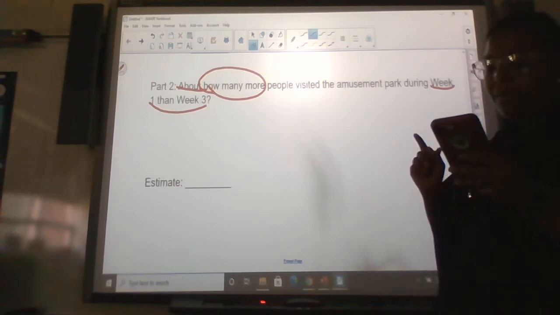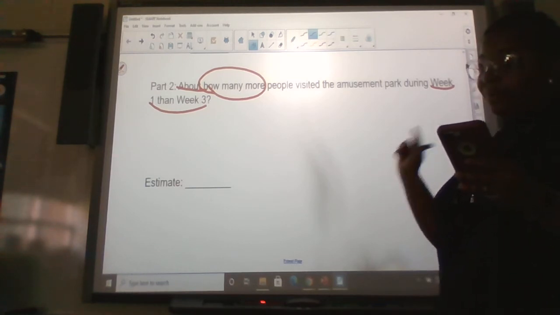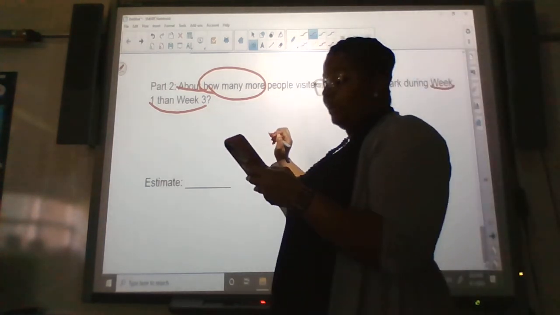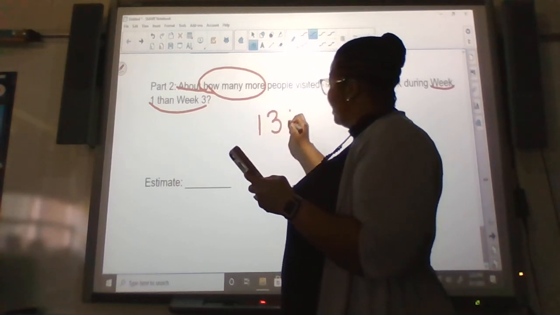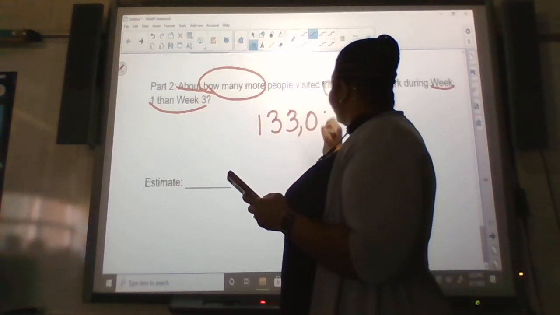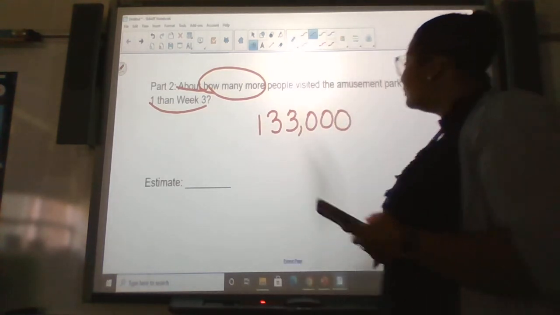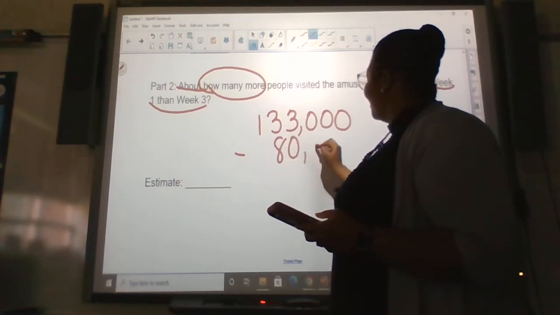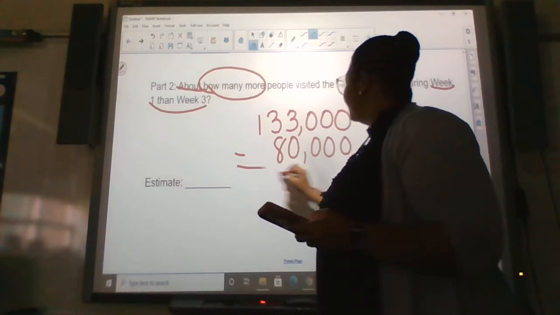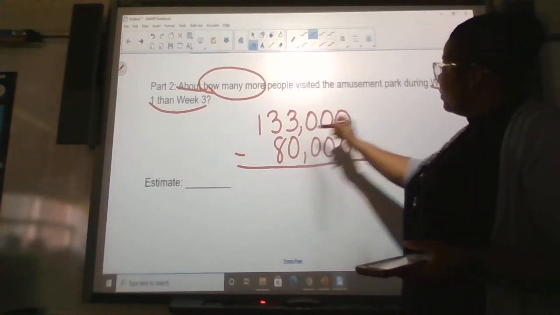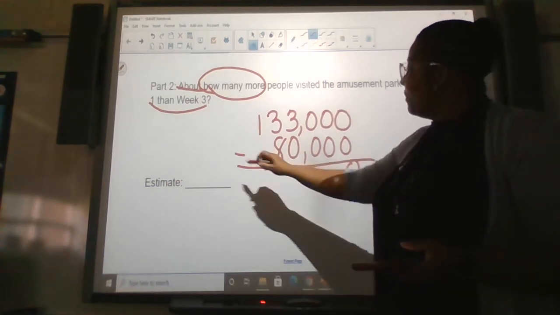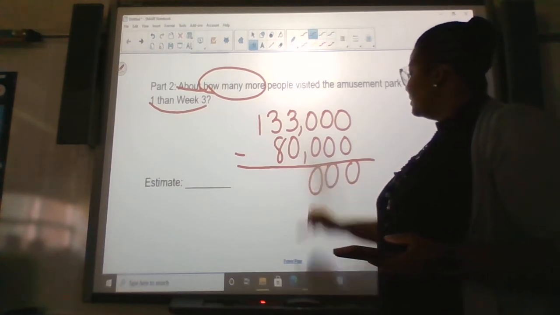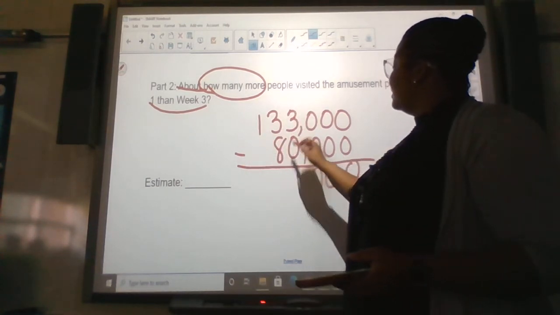So, how many people on week 1? That's your rounded number from the chart on number 5. So, week 1, I had about 133,000. Subtract about 80,000. I know that 0 minus 0 is 0. 0 minus 0 is 0. 0 minus 0 is 0. 3 minus 0 equals 3.